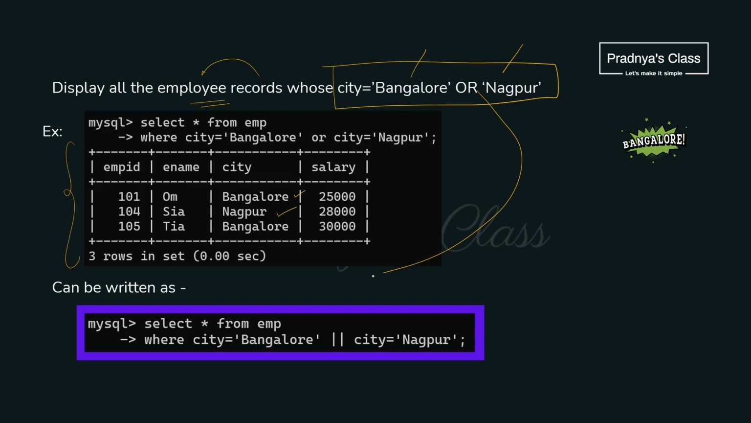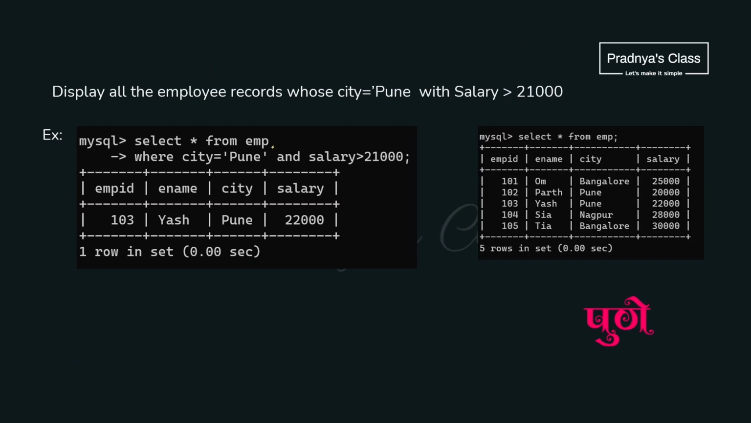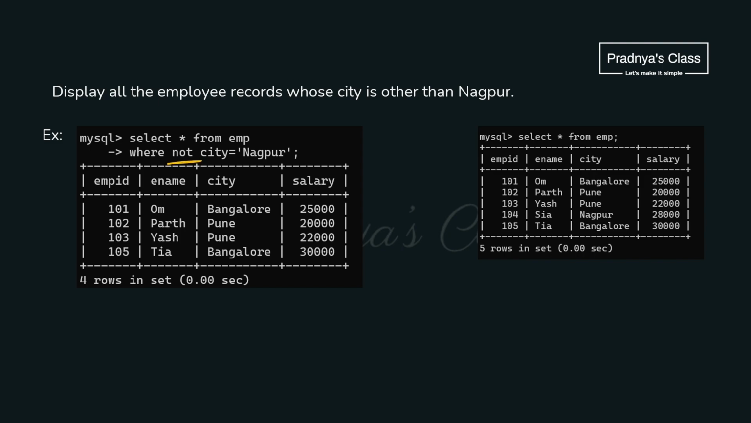The OR operator can be written as two vertical bars. The way you have used OR, you can use AND also. In this, both the conditions should get satisfied, then only that record will get displayed. And here is the third logical operator, NOT. It will negate it. City should not be Nagpur. So look at the records.